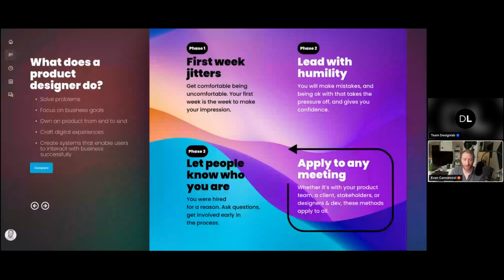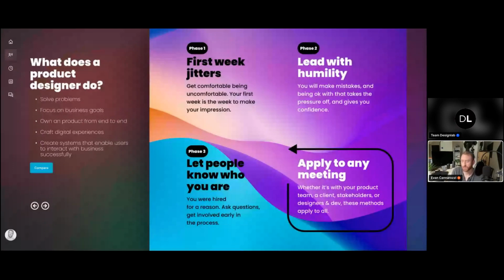Phase two is when I started to get comfortable, right? Maybe a couple months in. This is when I'm talking about when I was more in the product design lead space, when I turned from a UX designer into a product design lead position. This is where I started to lead with humility. What I mean by this is I still made mistakes. I was still learning, but I owned those mistakes.